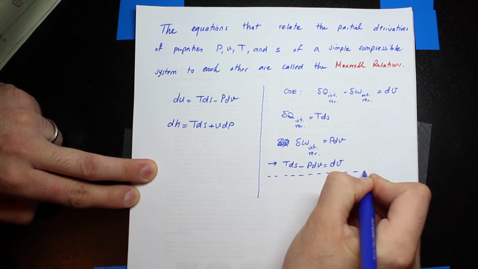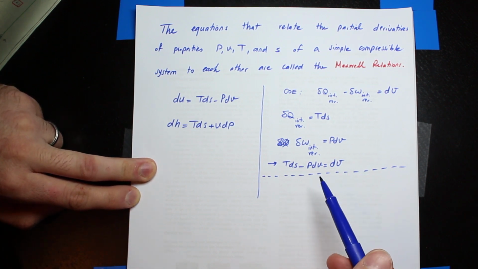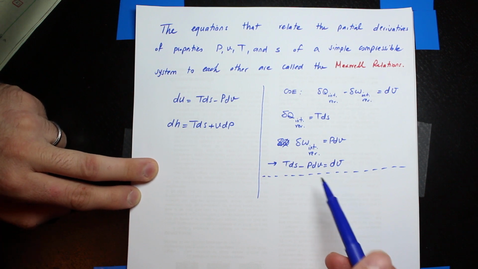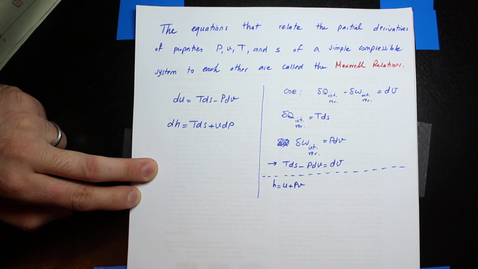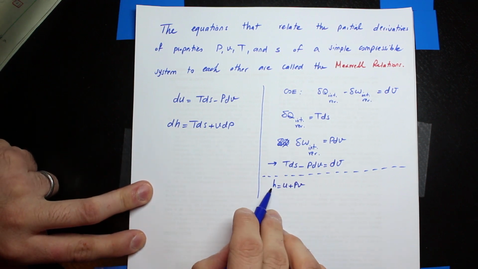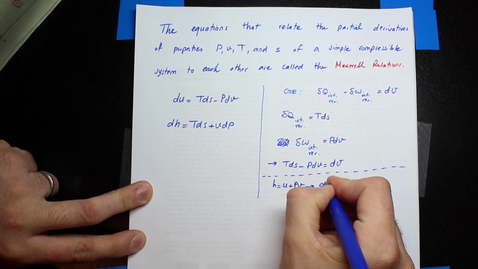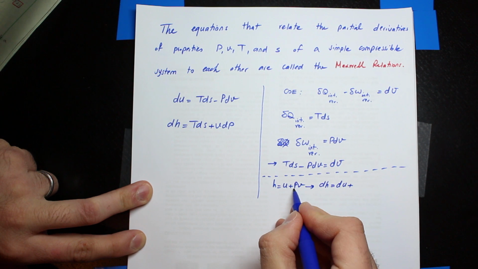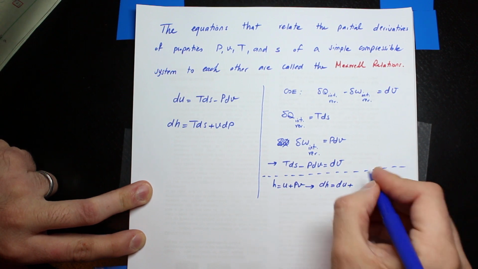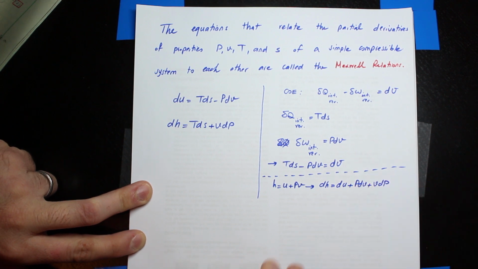Okay, so if I continue here, I am going to utilize the fact that H is equal to U plus PV. Okay, H is enthalpy, U is internal energy, and so on. So basically, based on that, dH is equal to du plus PdV plus VdP.